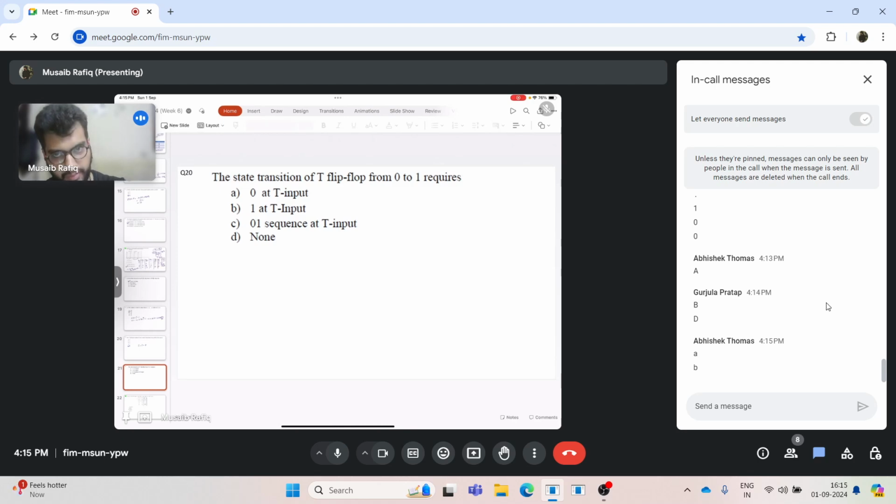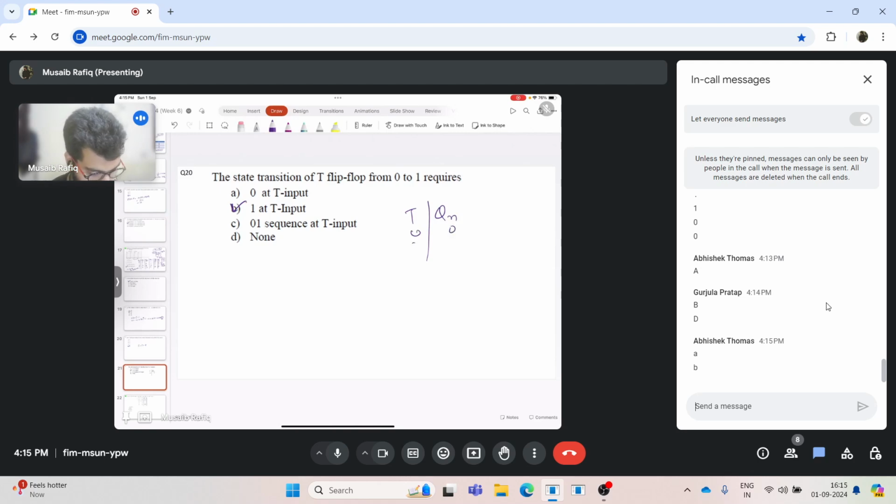Yes, it will be 1 at the input. See, this is Q, this is T, this is Q, and 0, 0, 0, 1, 1, 0, 1, 1, and output will be 0, 1, 1, 0. You have 0 state and you need to make transition to 1. So you will have 1 at the output. Sorry, 1 at the input.